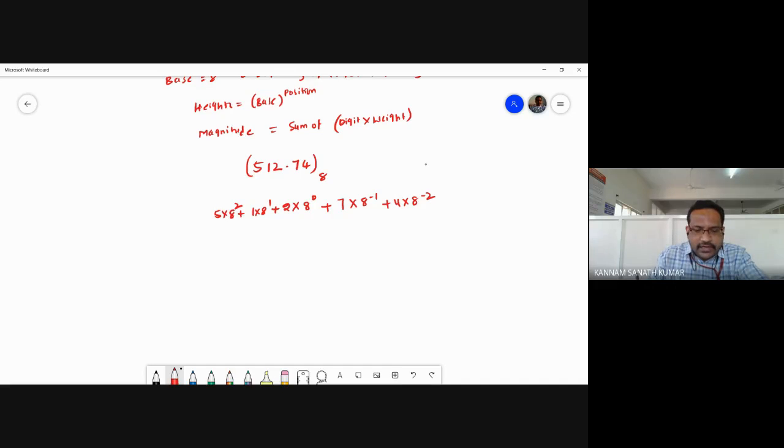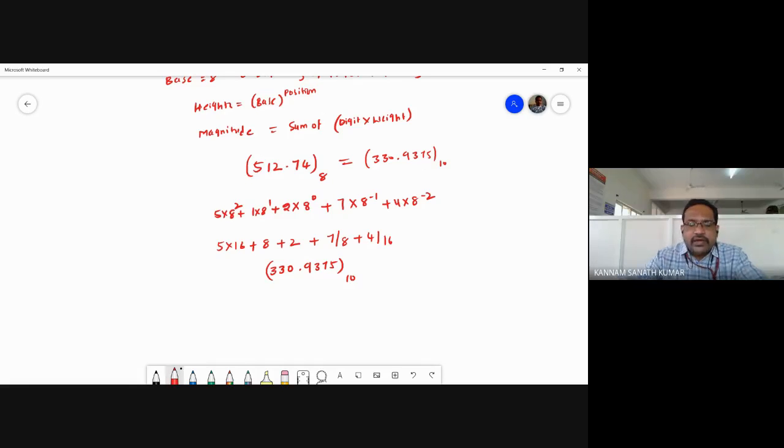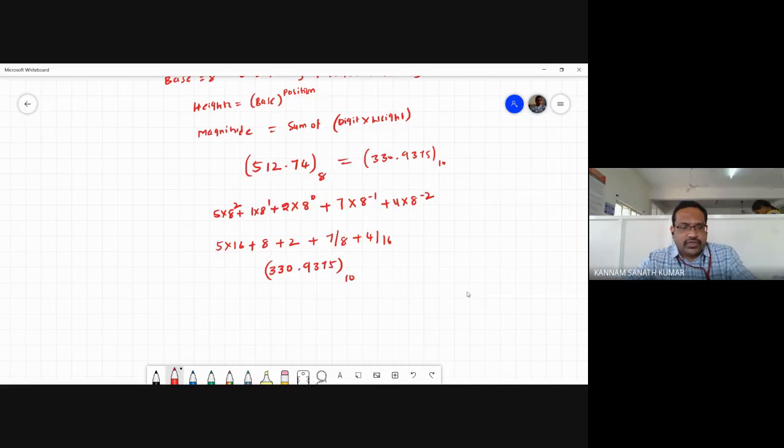So if you calculate this, that means 5 into 64 plus 8 plus 2. 8 power 0 is 1. Then 7 by 8 plus 4 by 64. If you calculate, you will get the value 330.9375 to the base 10. So this is how you need to convert the given octal number into the required decimal number. This is the procedure.